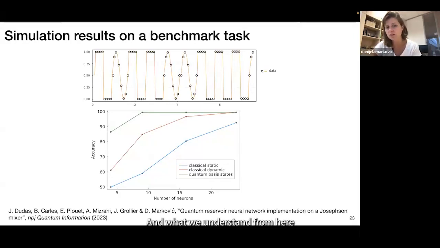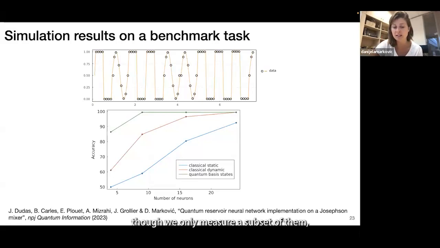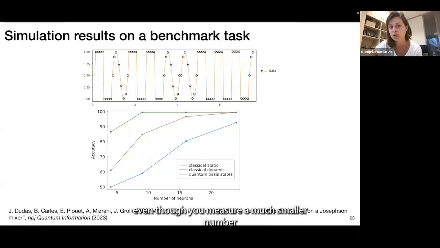And what we understand from here is that the fact that we populate a much larger number of neurons, even though we only measure a subset of them, all these other neurons still participate to transform information. So you can separate it even though you measure a much smaller number of outputs.